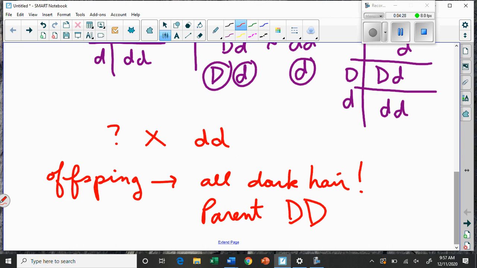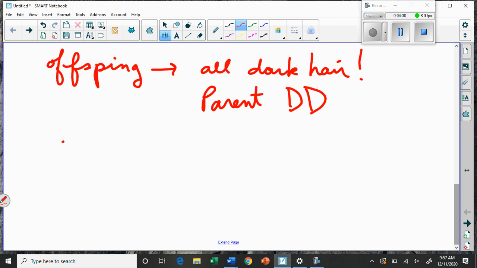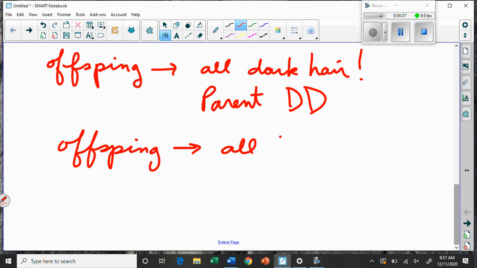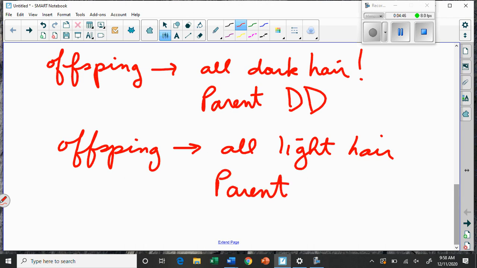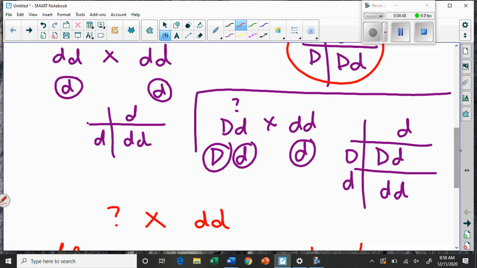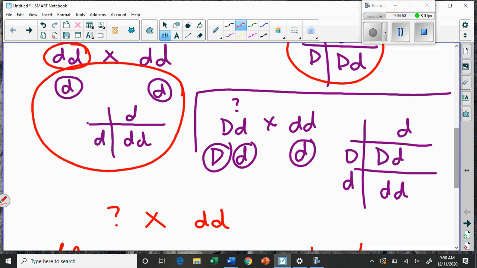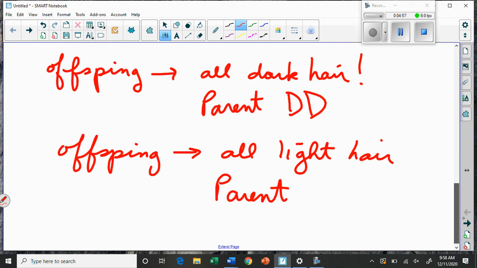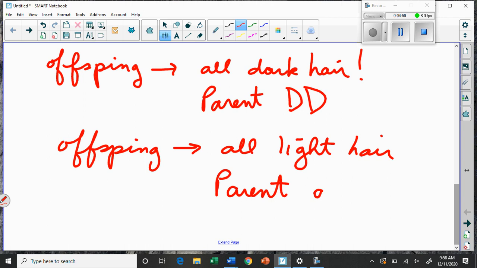Then, if we imagine that we look at the offspring, and instead of being all dark-haired, they are all light-haired, then we know, going back to our three tests, that it would have to be this situation over here. The parent would have to be homozygous recessive as well, both the parent and the test cross individual. The parent is small d.